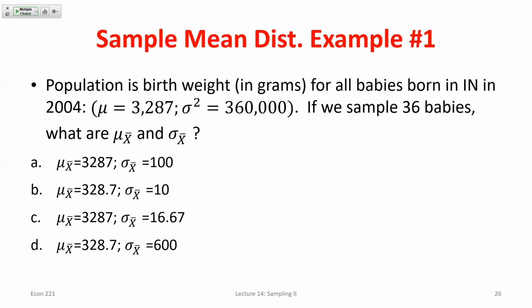So let's say we start out with this original variable x. The mean was 3,287, I think. And the variance was 360,000. That means the standard deviation would be the square root of that, which is 600. So that's my original variable I'm sampling from.